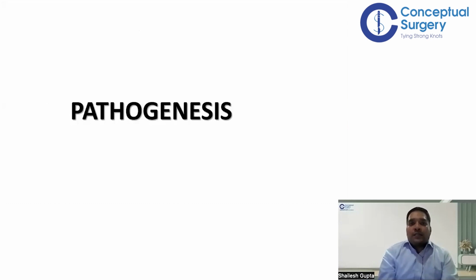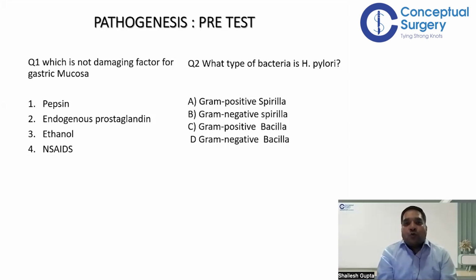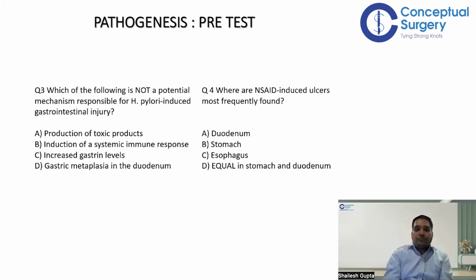So now the next important topic is pathogenesis. These are a few pre-test questions. Which is not a damaging factor for gastric mucosa? Pepsin, endogenous prostaglandins, ethanol, or NSAID? Question number 2, what type of bacteria is H. pylori? Gram-positive Spirilla, gram-negative Spirilla, gram-positive Bacilla, or gram-negative Bacilla? So basically, what type of bacteria is H. pylori?